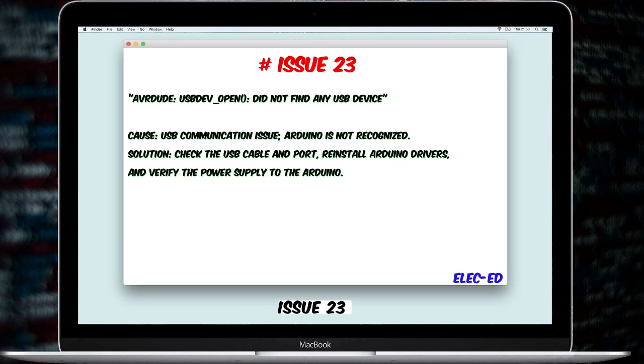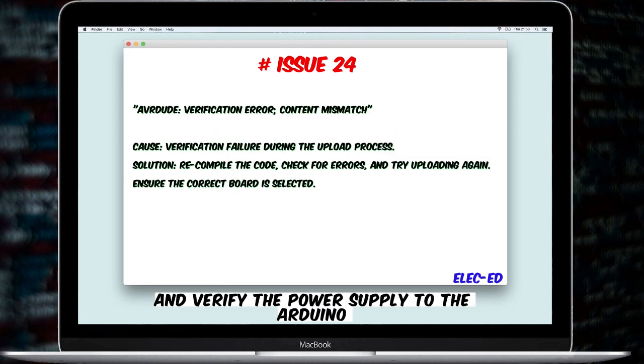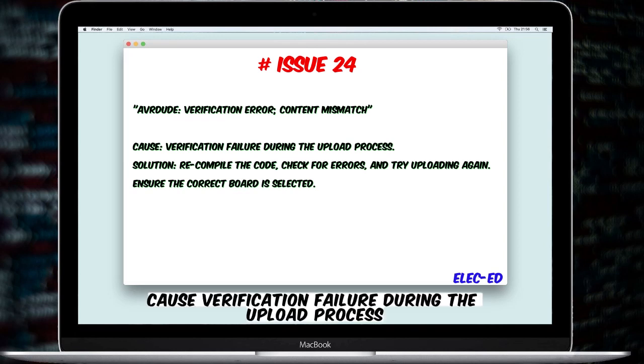Issue 23. Cause: USB communication issue. Arduino is not recognized. Solution: check the USB cable and port, reinstall Arduino drivers, and verify the power supply to the Arduino.